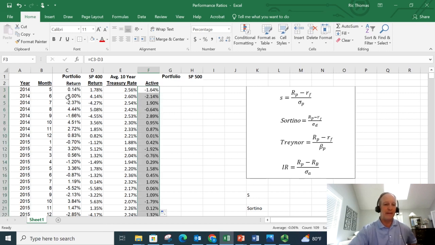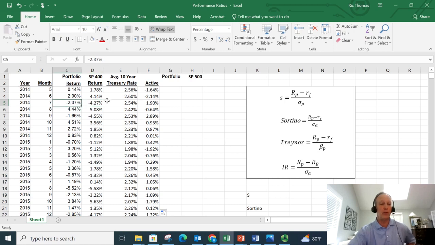So you can see the students underperformed here by 2.14%, but then the very next month the market was down 4.27%. The students were only down 2.37%, so they outperformed by 1.9%. So that's the excess return or the active return of the portfolio. Now, I'm going to need that when I calculate tracking error later. So all of these numbers over here, I need to calculate these numbers based on this information. I've got everything I need here to calculate all this information.